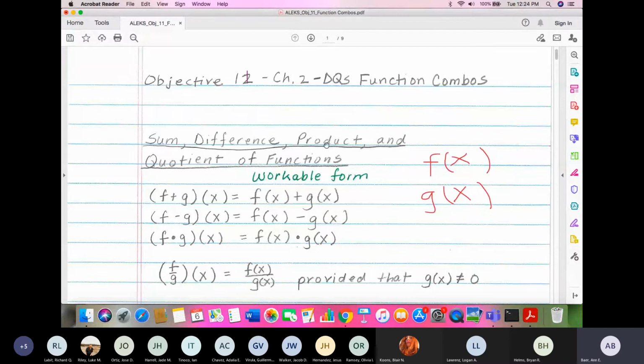So let's take a look. What we're going to be looking at is different functions lying around, and we're going to look at different ways of combining them: adding them, subtracting them, multiplying them, dividing them, and also doing a special operation with them, which is called composing functions.